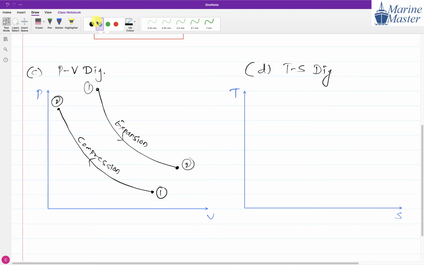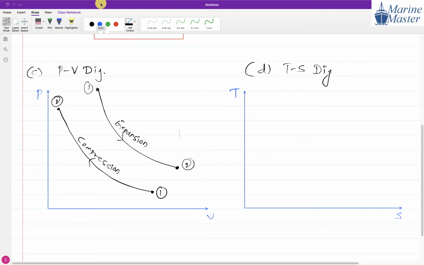Because, sir, suppose we consider water: whenever we heat the water, the volume will increase. Yes, that is expansion, correct. But the pressure will reduce, yes. Similarly, in case of compression, if you reduce the volume, then the pressure will increase. Okay, what about temperature? Sir, in compression also the temperature will increase.